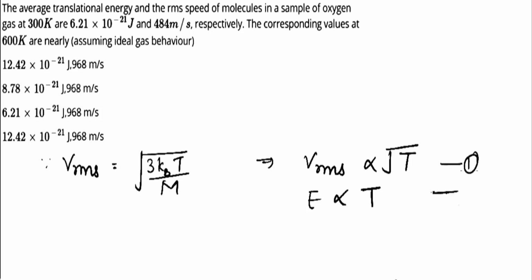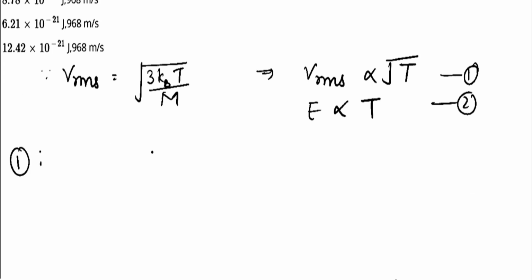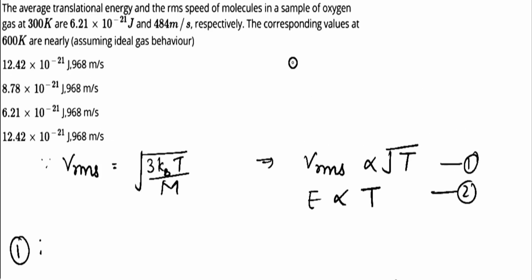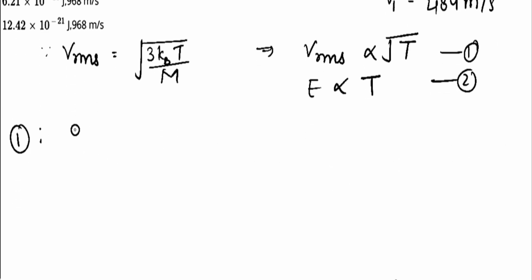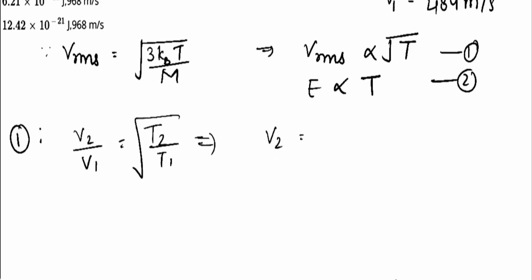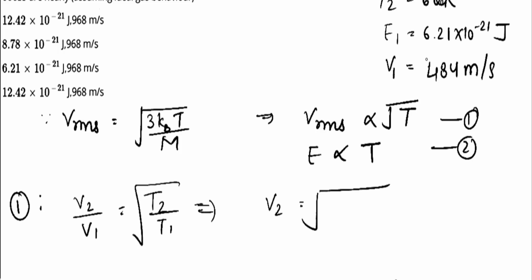So we have these equations 1 and 2. First of all, we will use 1. Initially, T1 is 300 Kelvin, T2 is 600 Kelvin. E1 is 6.21 into 10 to the power minus 21 joules, and let us say V1 is equal to 484 meter per second. So V2 by V1 would be equal to root of T2 by T1. So V2 would be equal to root over of 600 by 300 into V1.